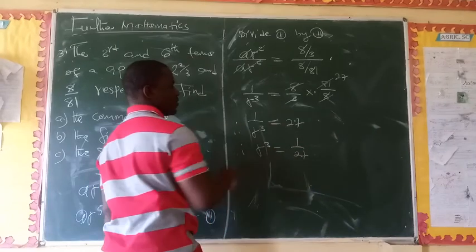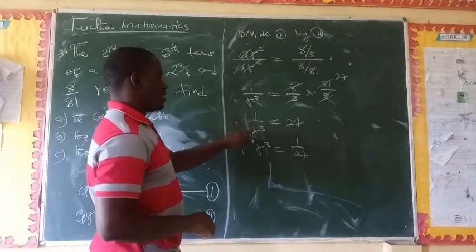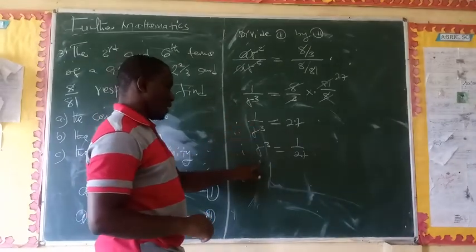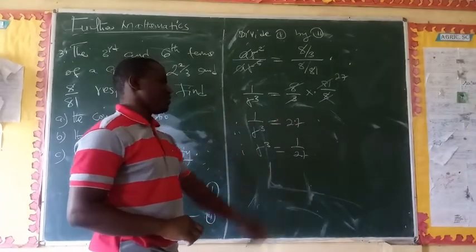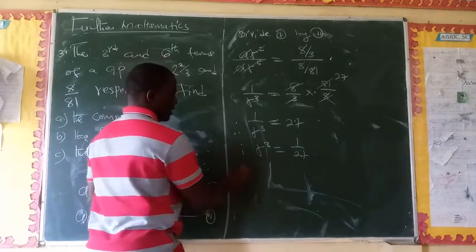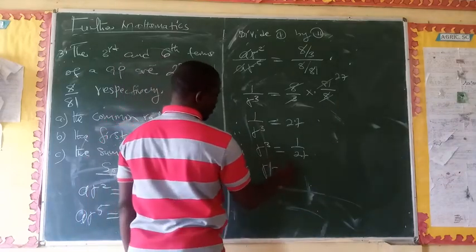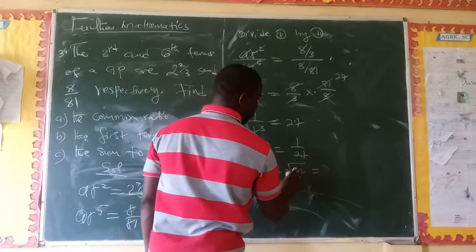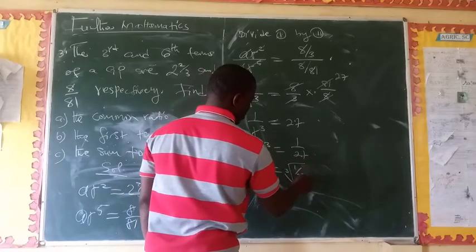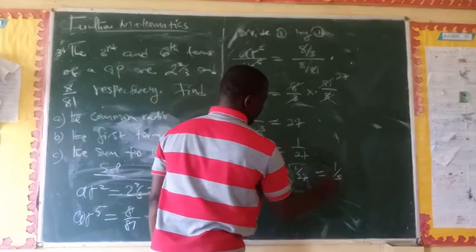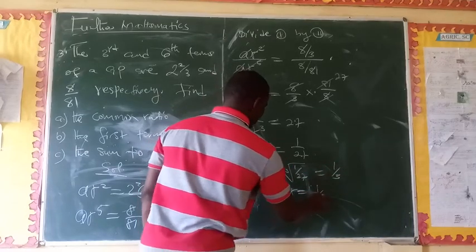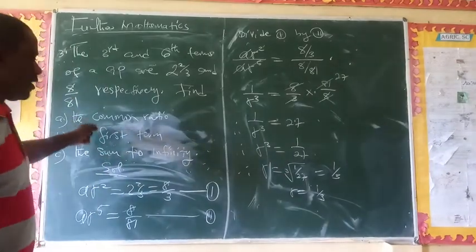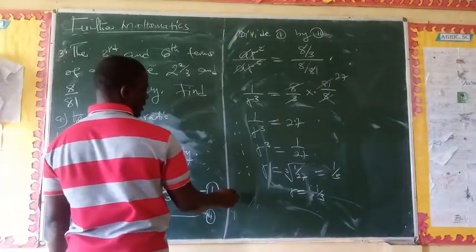By inverting both sides, r raised to the power 3 over 1, and then 1 over 27. So that means that r is equal to the cube root of 1 over 27, which is equal to 1 over 3. r is equal to 1 over 3. That's what the question asks, the first one, A.